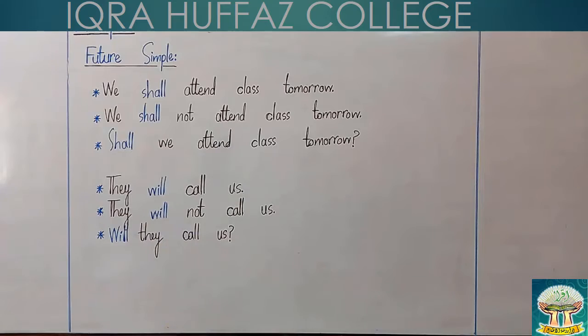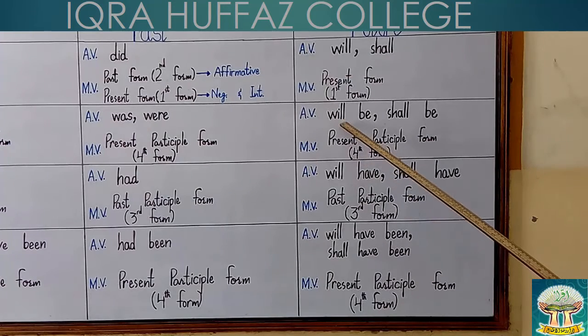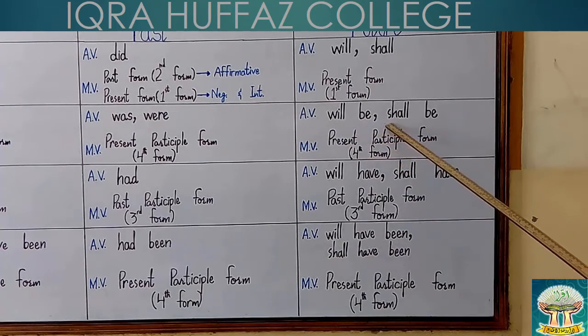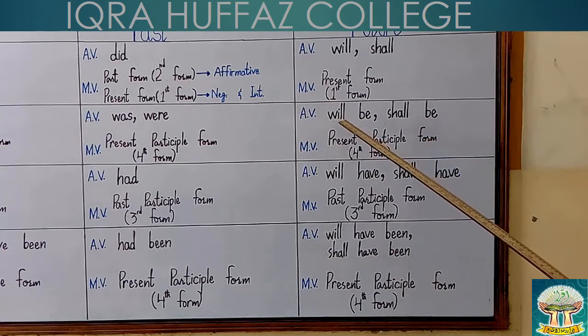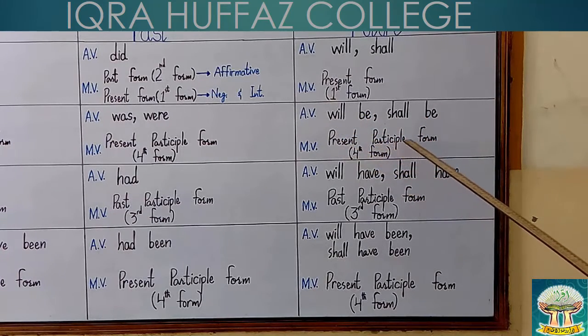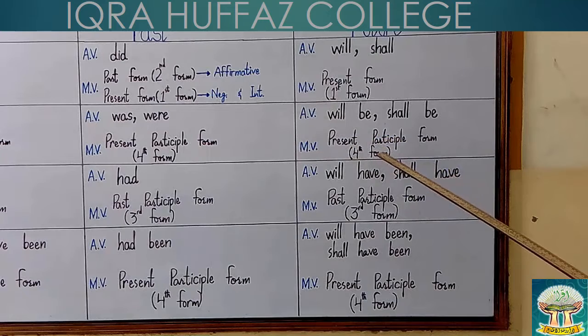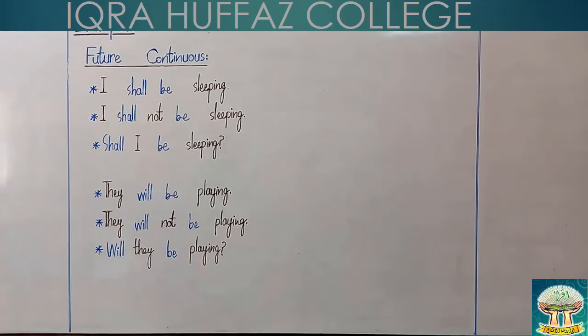Will they call us? In future continuous we use will be or shall be as auxiliary verb, and we use present participle form, which means fourth form of main verb. These sentences on the board are the examples for future continuous tense with the usage of shall be and will be as auxiliary verb and the usage of present participle form of main verb.